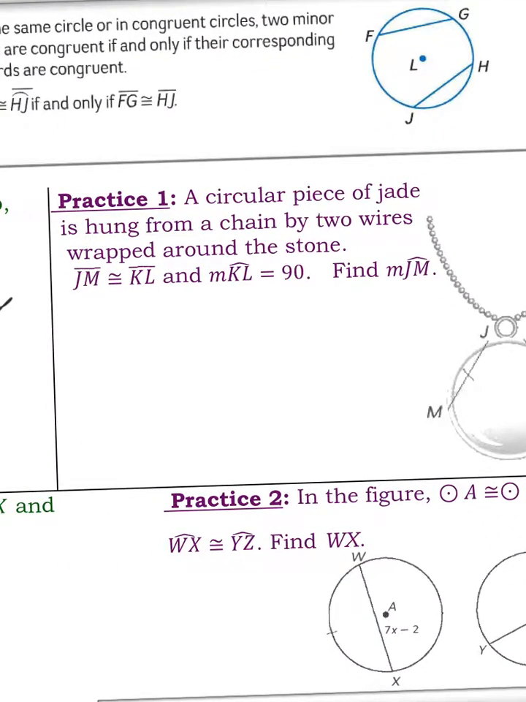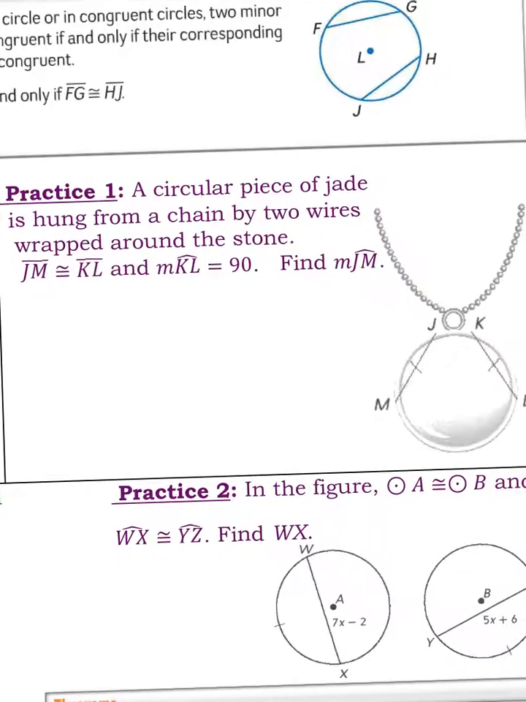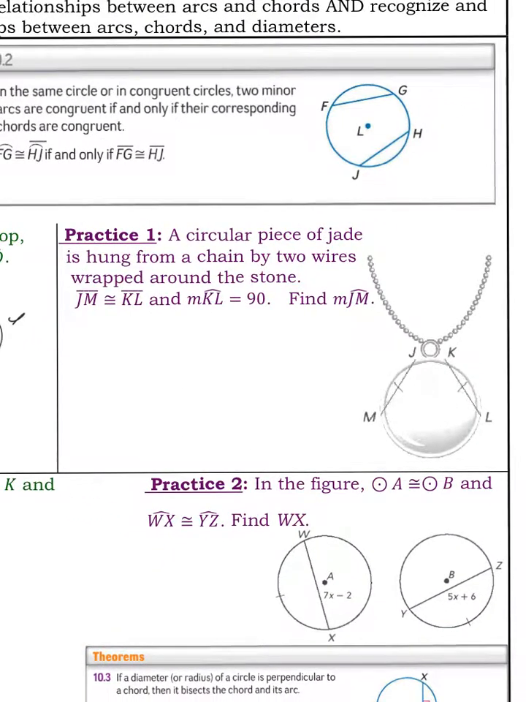A circular piece of jade is hung from a chain by two wires wrapped around the stone. Let's see here. So you've got JM is congruent to KL. It says KL is 90 degrees. Find JM. Guess what? It's also 90 degrees. Alright.